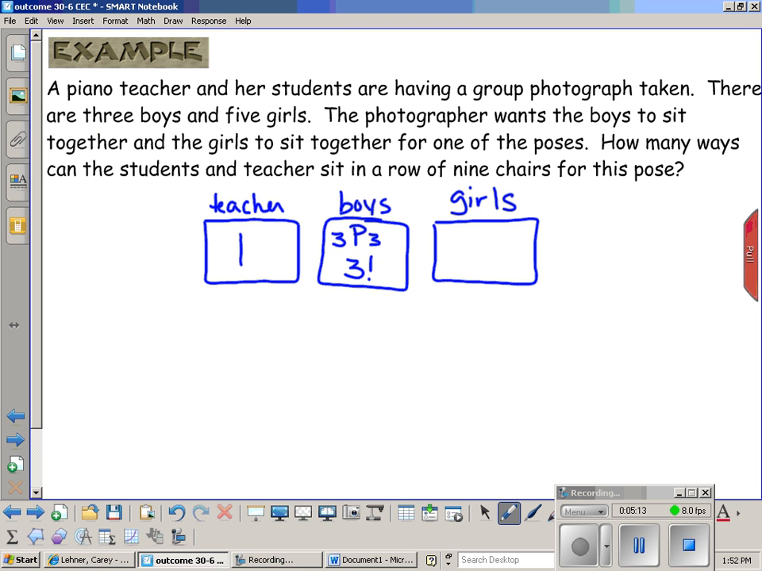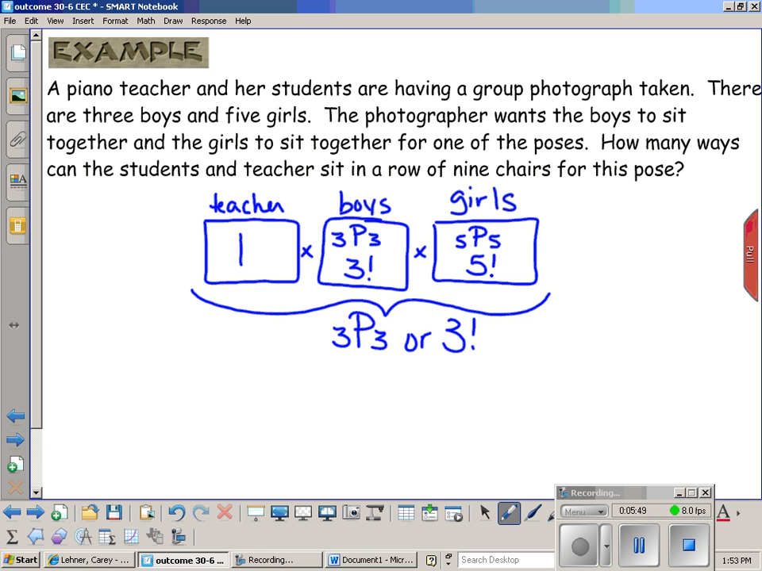For the girls, there are 5 girls, and we are ordering all 5 of them. So 5P5 or 5 factorial. It's up to you. So all of these have to be done, because now we're ordering the boys and we're ordering the girls, and we've got the teacher. But does it have to go teacher, then boys, then girls? No. There are 3 items, 3 blocks, that we can order in any of the 3 ways, or 3 factorial.